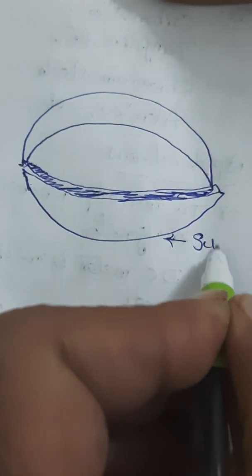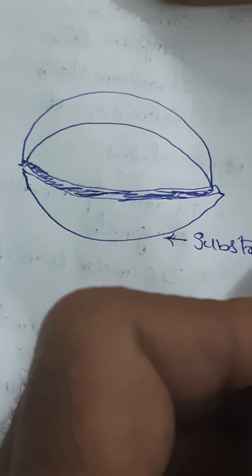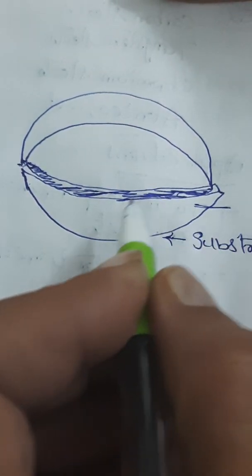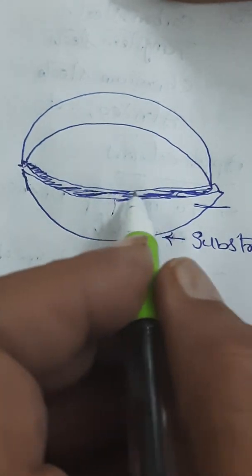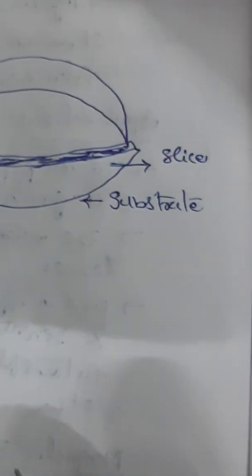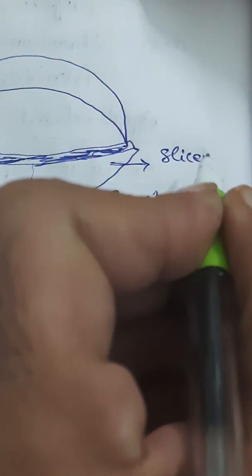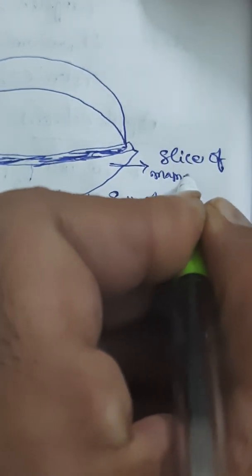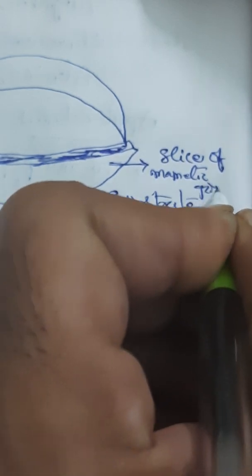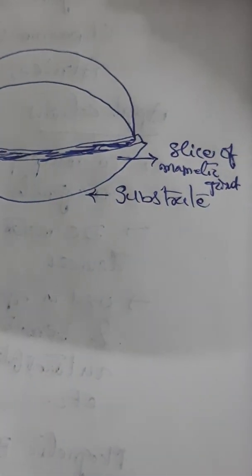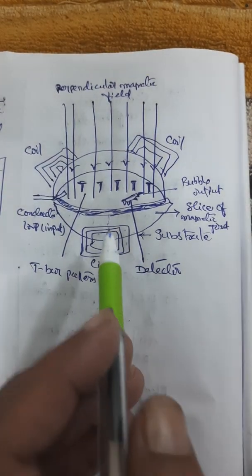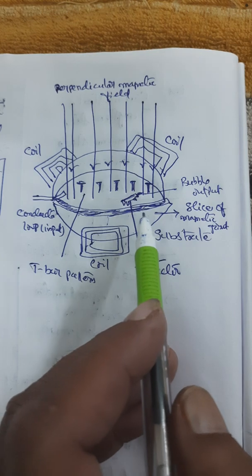So this is the substrate. Now this is the epitaxially grown slice. So this is the slice of magnetic garnet, right? So this is the schematic or diagrammatic representation of magnetic bubble memory.